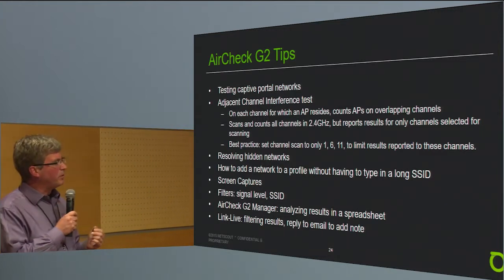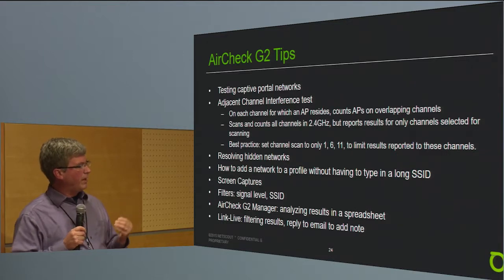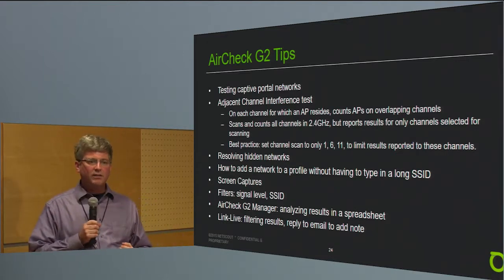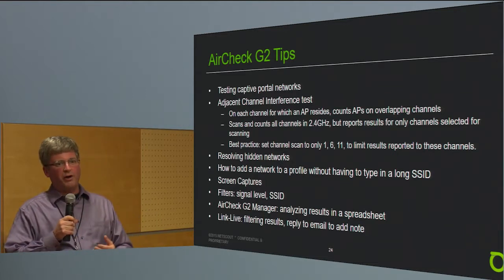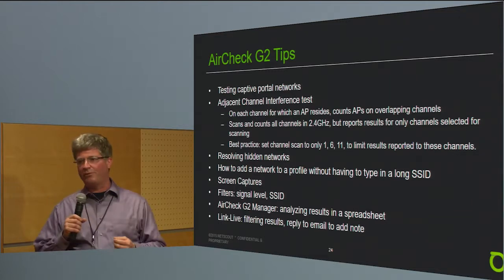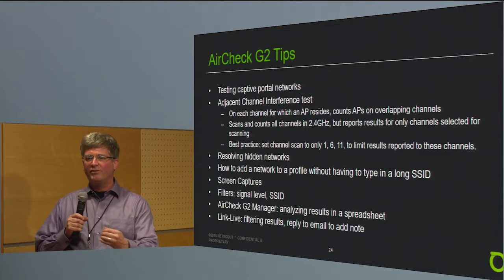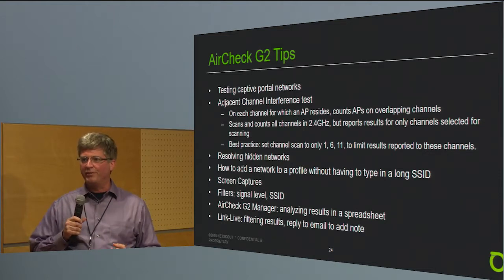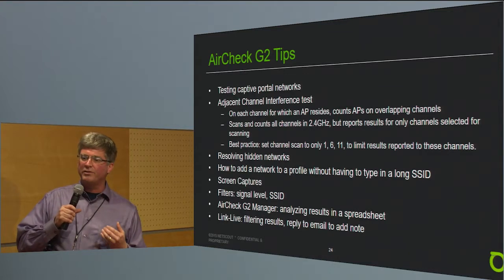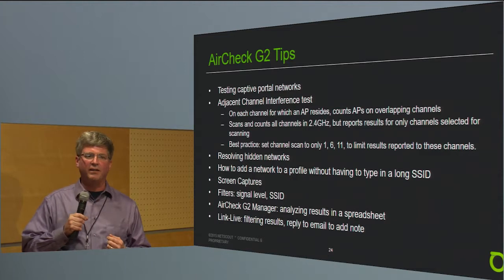Just one tip to keep in mind: it's going to do this test for any channel in which there's an AP. If your network's only on channels 1, 6, and 11, and a neighboring network, for example, is on channel 2, 3, or 4, you don't want channels 2, 3, and 4 counted as part of your results. So what you would want to do here is go into your setup and select only channels 1, 6, and 11 for scanning.